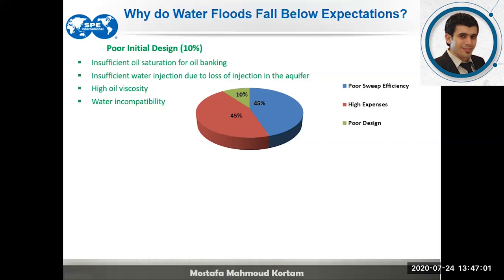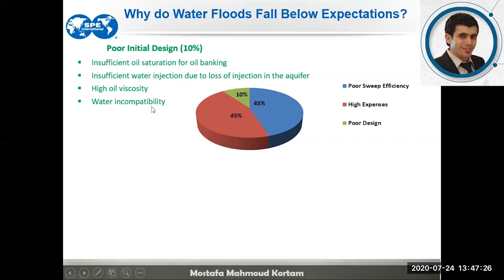You can lose some of the amount of the water either in the faults or in undesirable locations that are not linked to the driving mechanism of the water injection. The point is we are going to address it precisely.